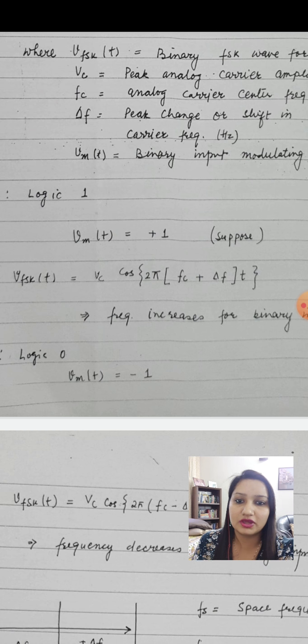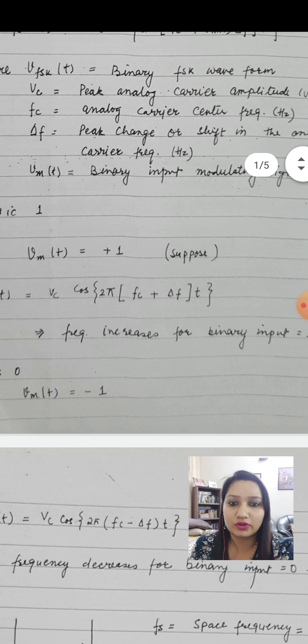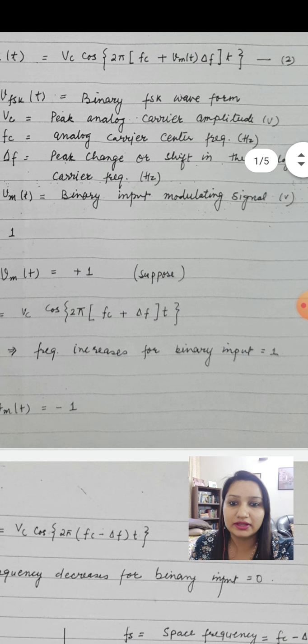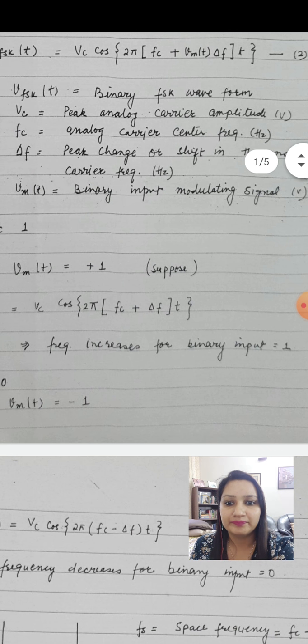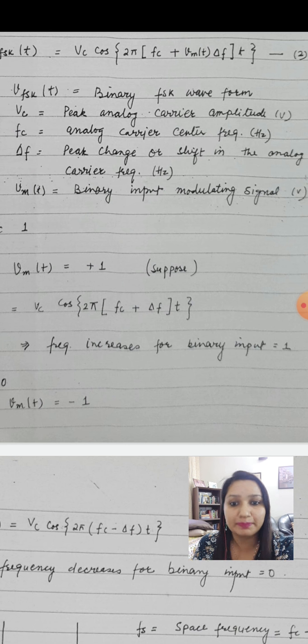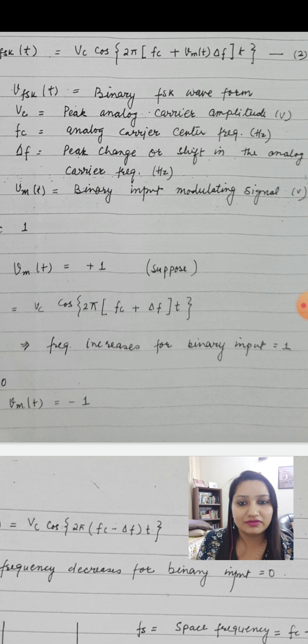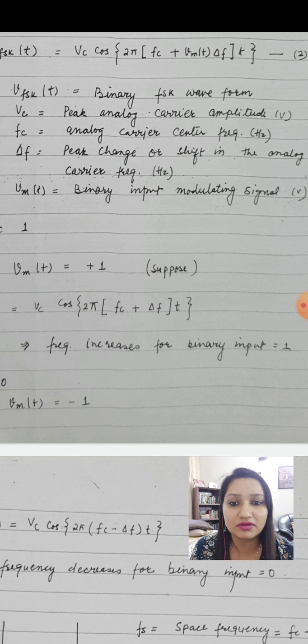So from this equation we can infer that frequency increases for binary input equal to 1. Obviously, because now the expression for the logic 1 case shows Vc cos 2 pi (Fc plus delta f) t. So now we are adding some frequency to the carrier frequency. So in this output wave, there is a shift in the frequency towards the positive side. That means the frequency of the modulated wave is increasing. So frequency increases for the binary input 1.